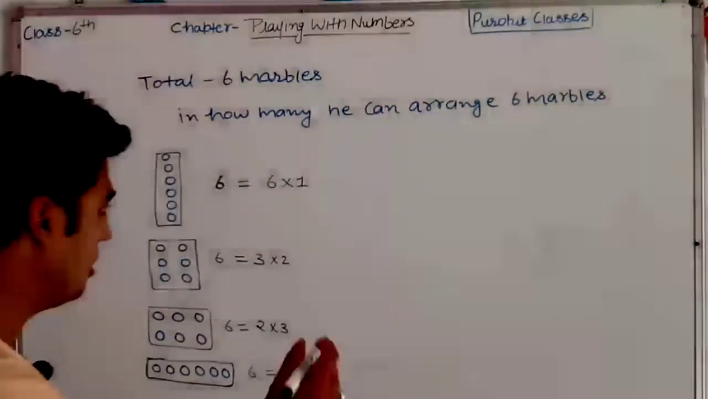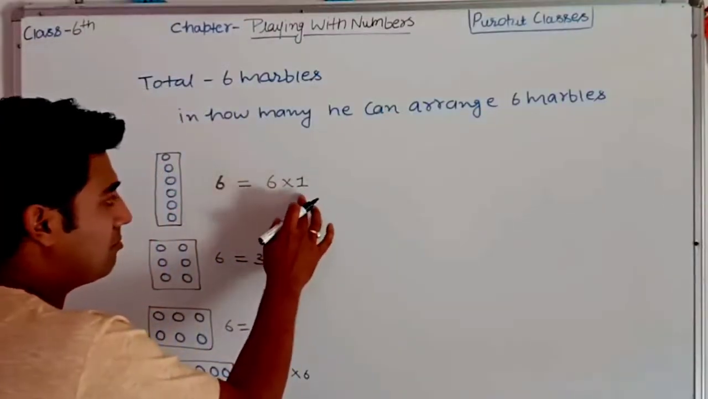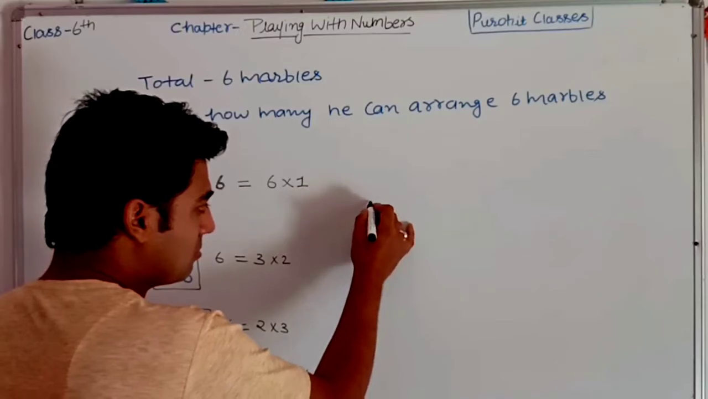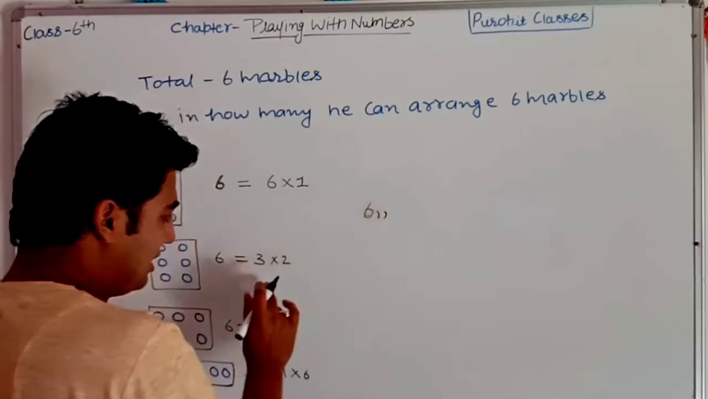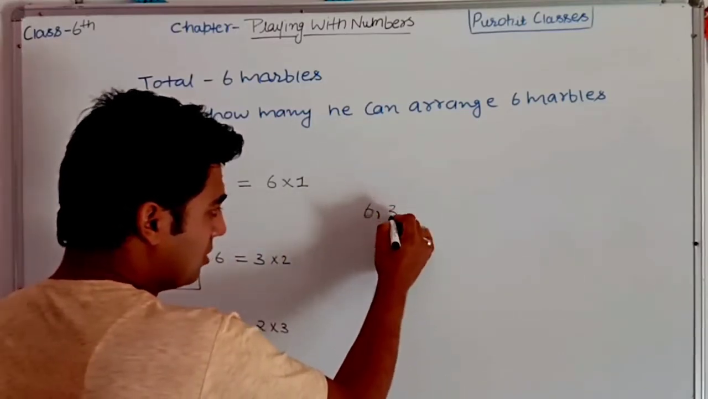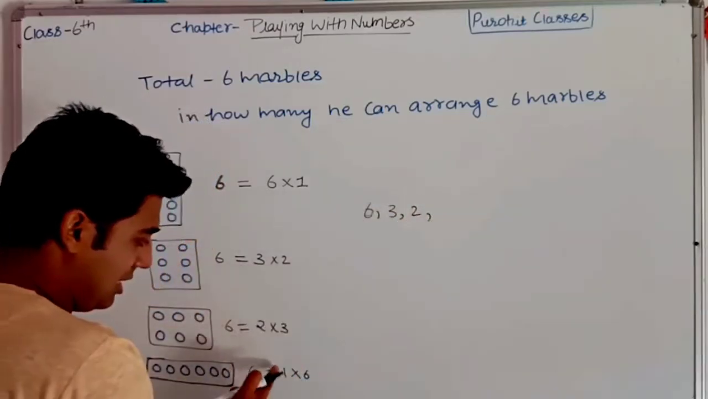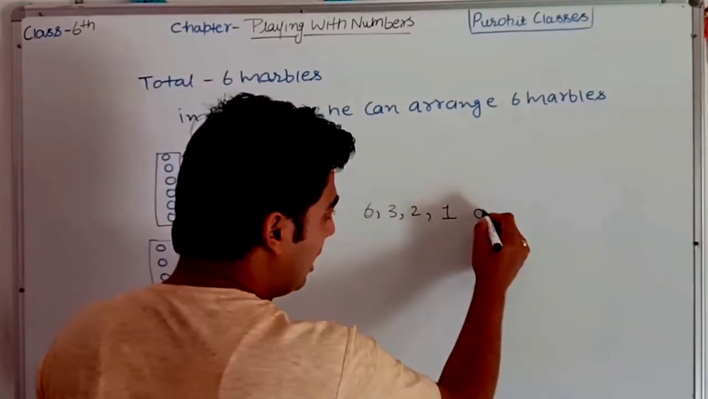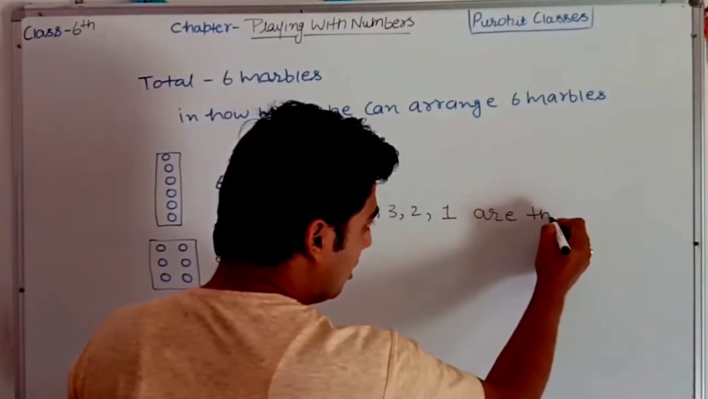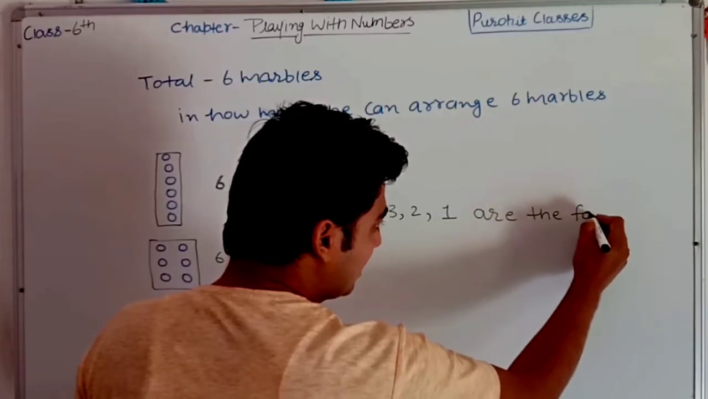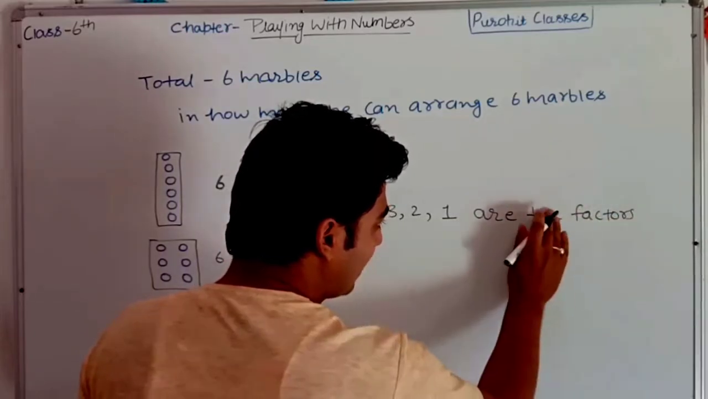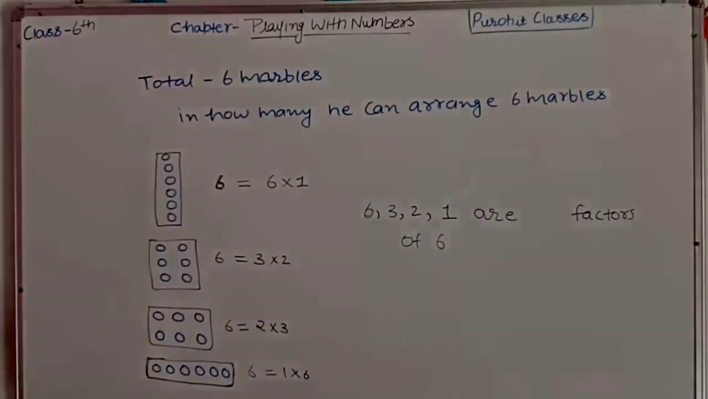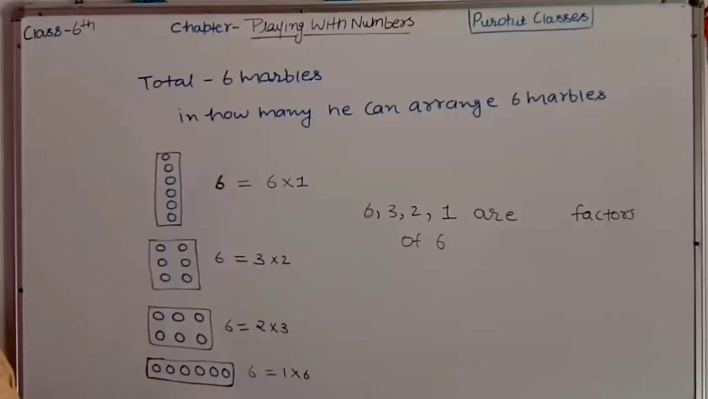So 6 can be written as a multiple with 6, as well as 3, as well as 2, as well as 1. So 6, 3, 2 and 1 are called factors of 6. Getting it? So these numbers are called factors.